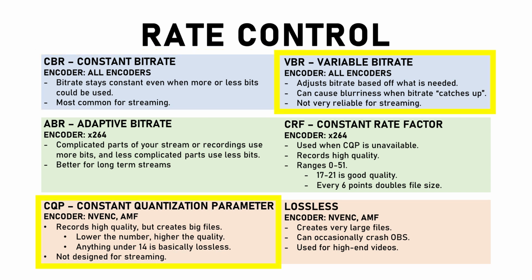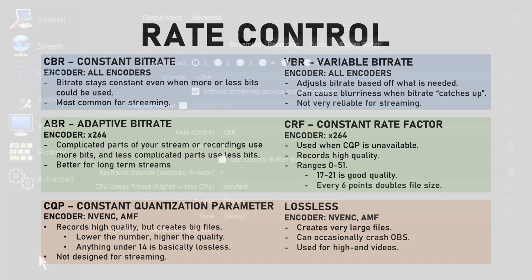VBR and CQP are the recommended settings for recording. VBR stands for Variable Bitrate and adjusts your bitrate based off what bits are needed. However, this may cause some blurriness when the bits need to catch up. CQP, which stands for Constant Quantization Parameter, records at ultra-high quality, but will cause larger files than VBR.